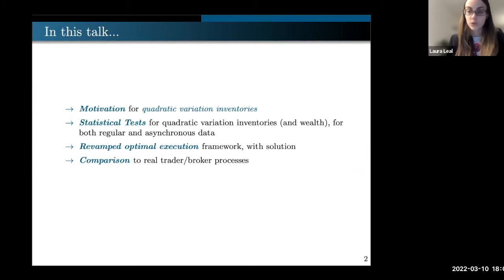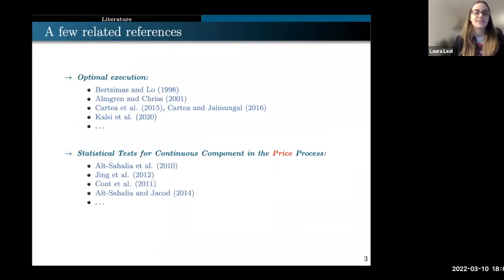And given that we show that a diffusion component should be present in the inventory, through the self-financing equation, we show that this is also true for the wealth. And therefore we do tests on the wealth as well and conclude the exact same thing, but with a different diffusion process. And then we're like, well, we have this result and I was very interested in optimal execution throughout my PhD. So we proposed a revamped optimal execution framework. We solve it and then just for fun, we decide to compare it to a real trader, in this case, Citadel, to see how our Monte Carlo simulations, given this model, would compare to what they're doing in real life. So brace yourselves.